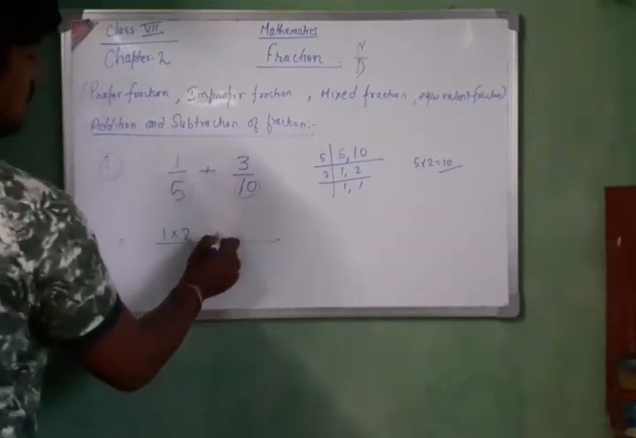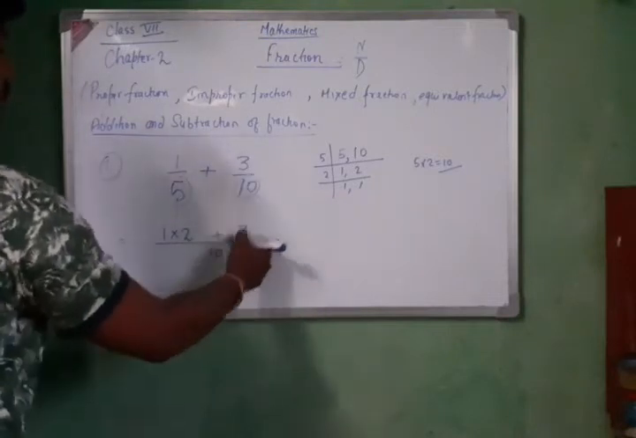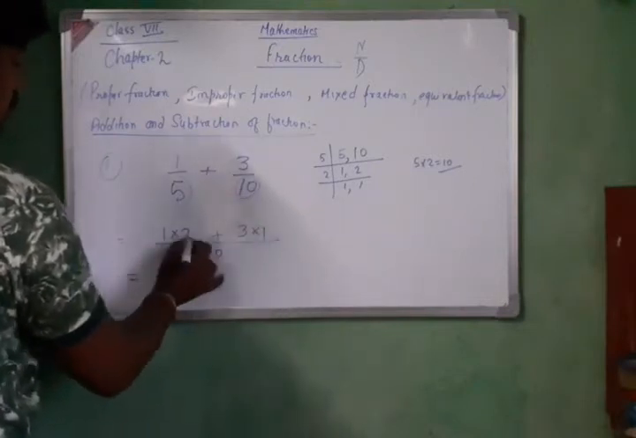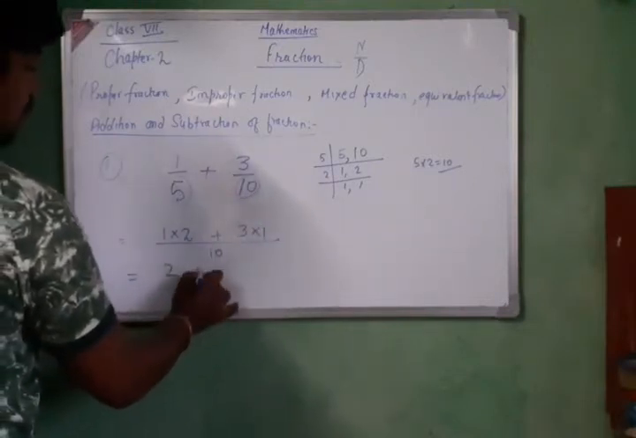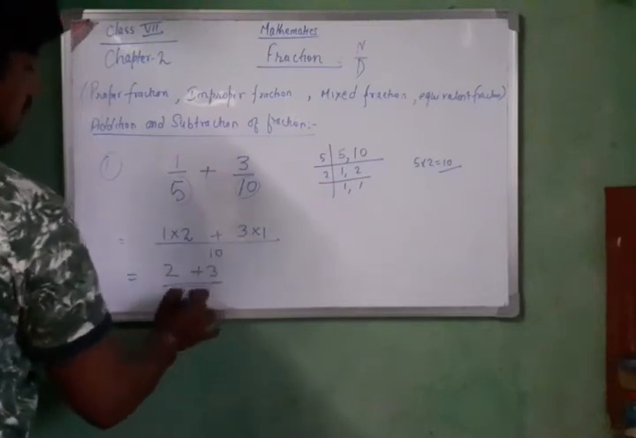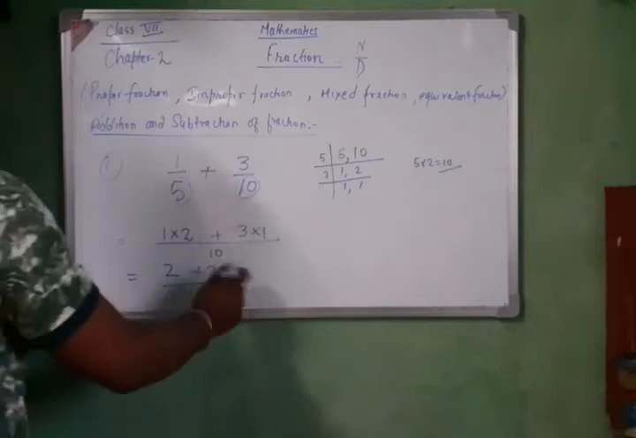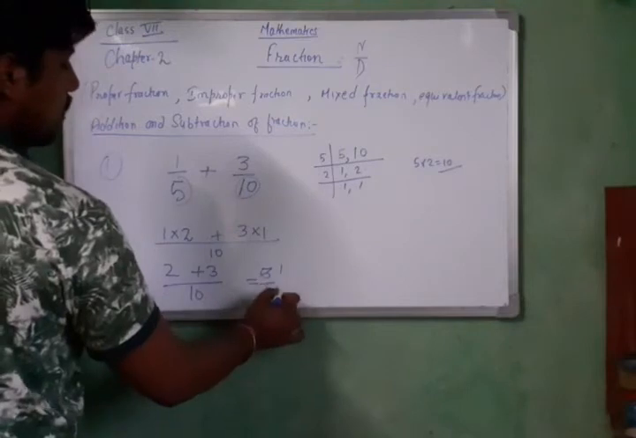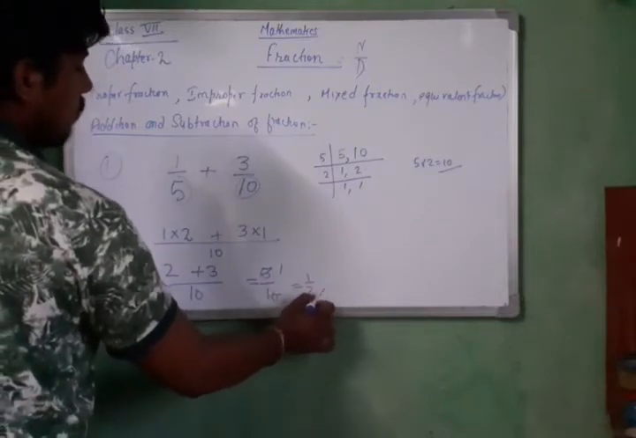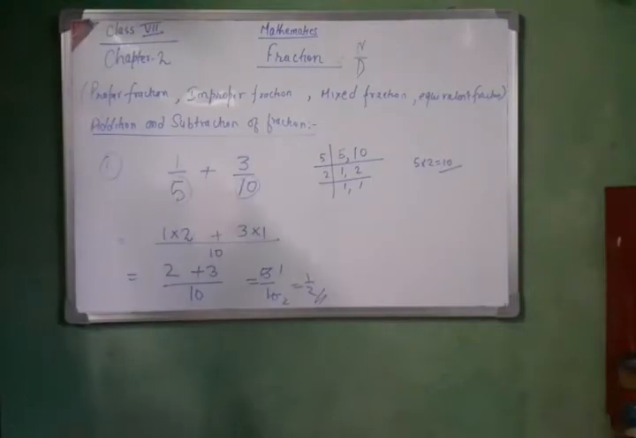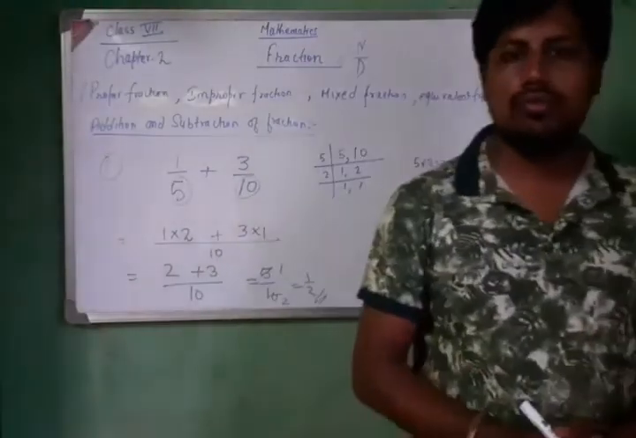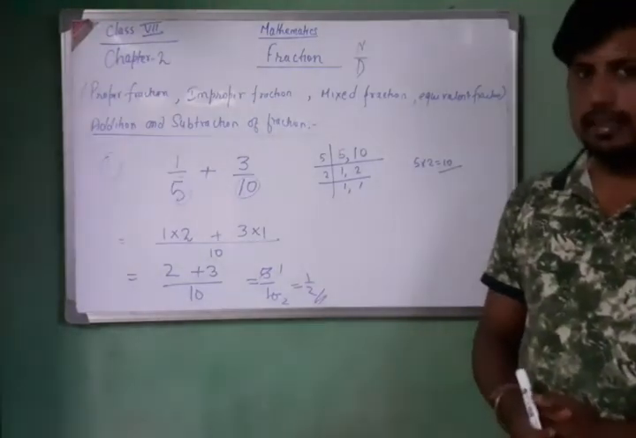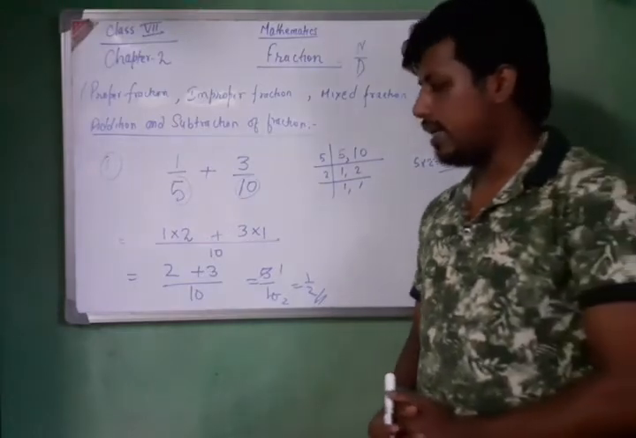Similarly, write down plus 3. Now 10 times how much is 10? 10 ones are 10, so multiply by 1. So 1 times 2 is 2, plus 3 times 1 is 3, by 10. So 2 plus 3 is 5 by 10. You can cancel it out: 5 ones are 5, 5 twos are 10. The answer is 1 by 2. So this is how two fractions can be added.